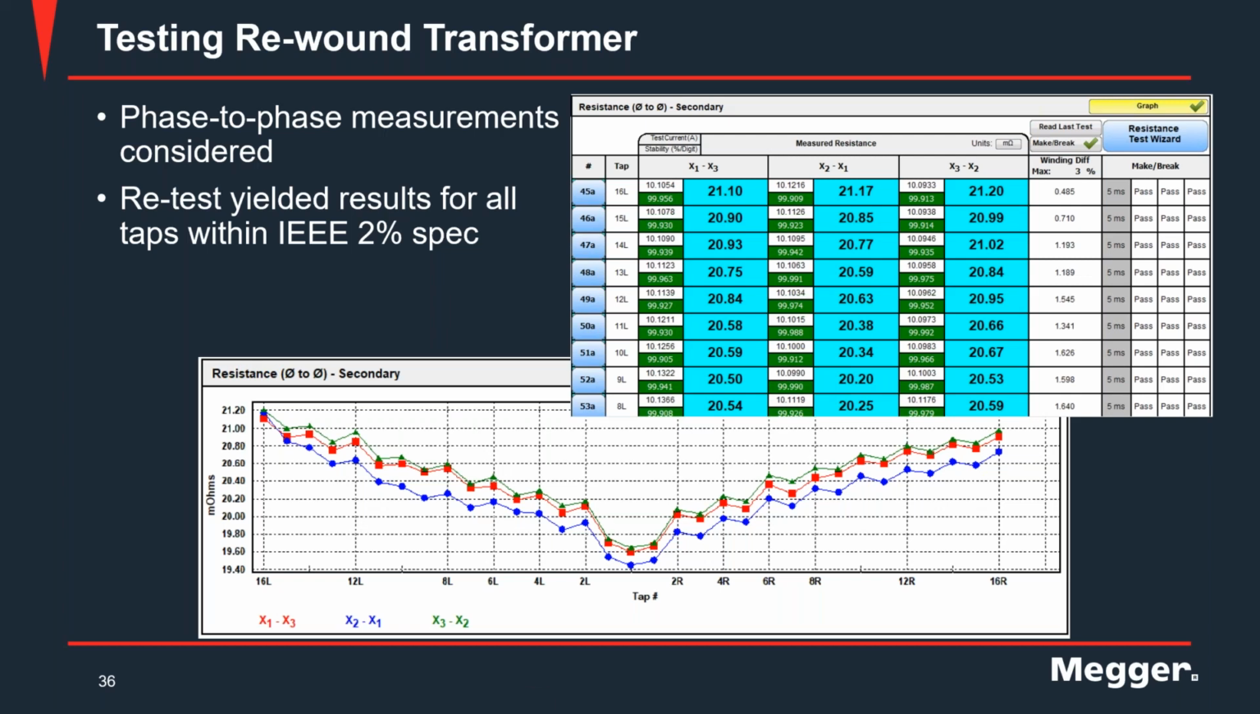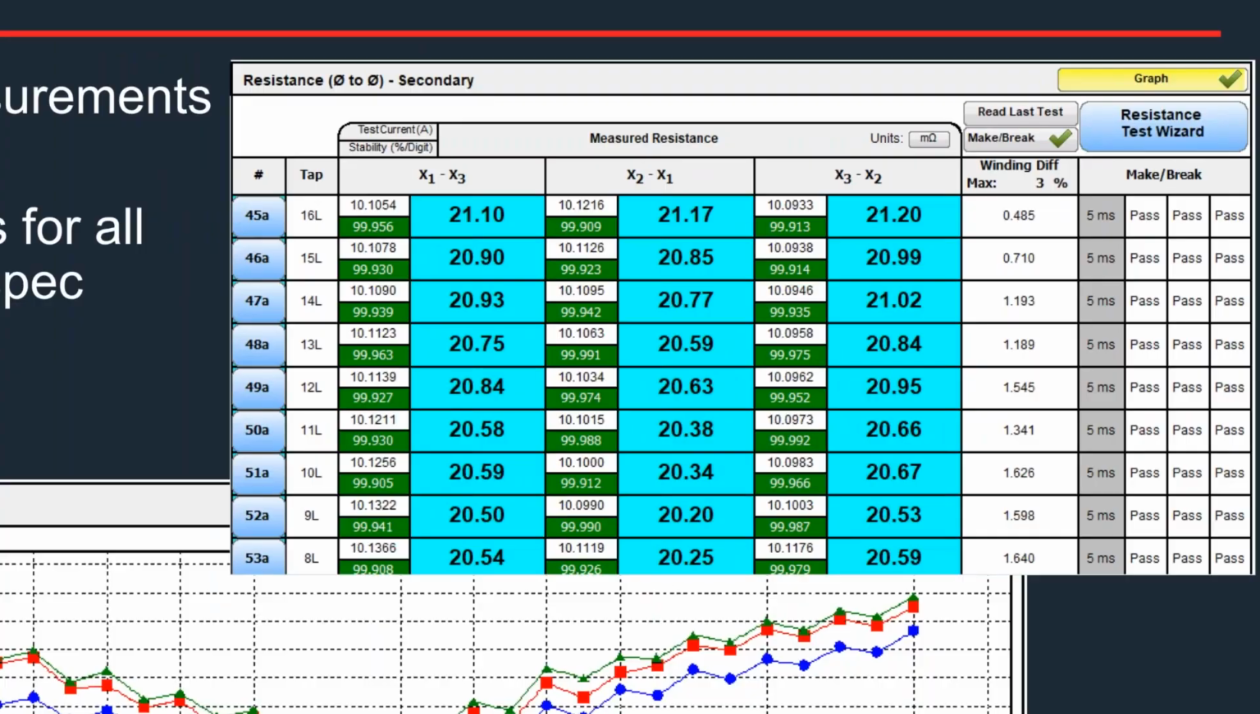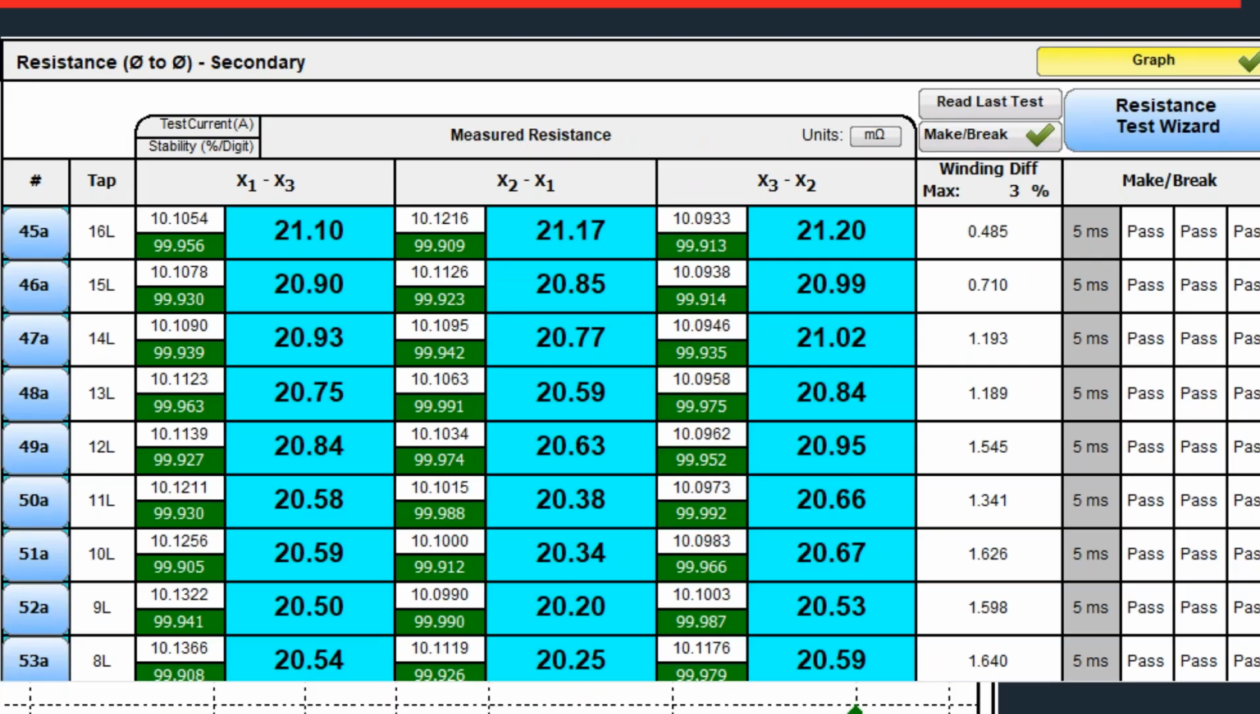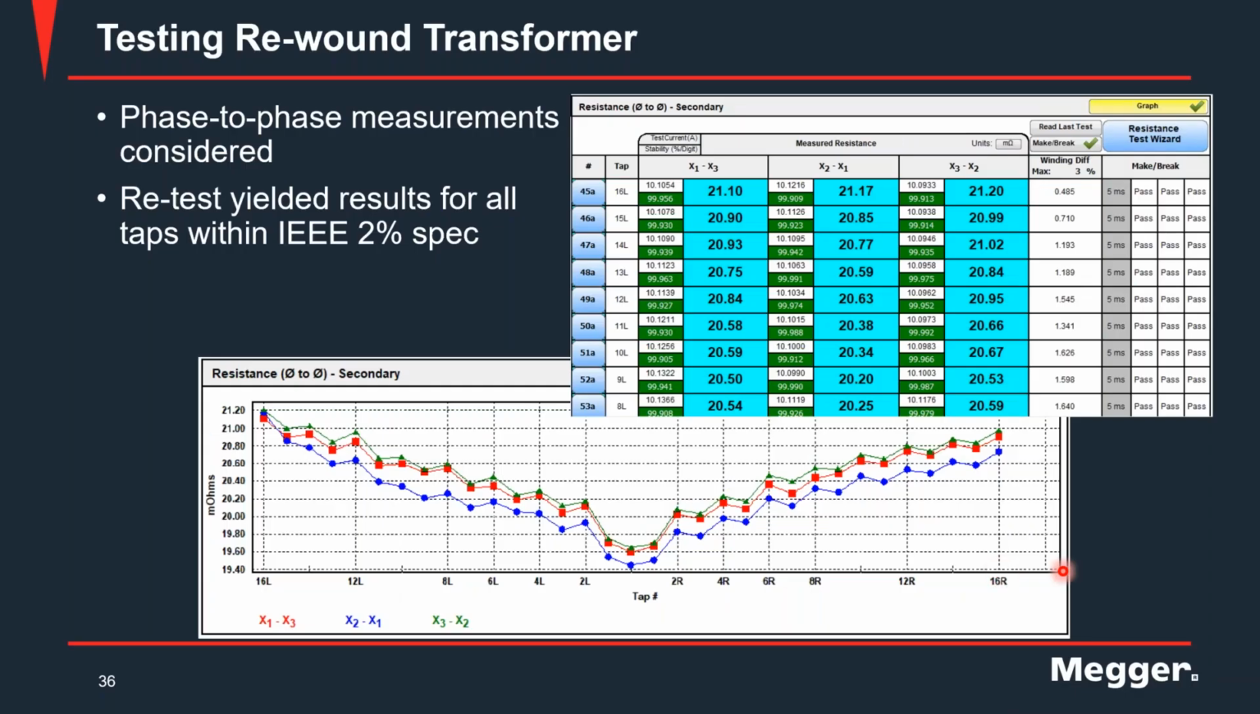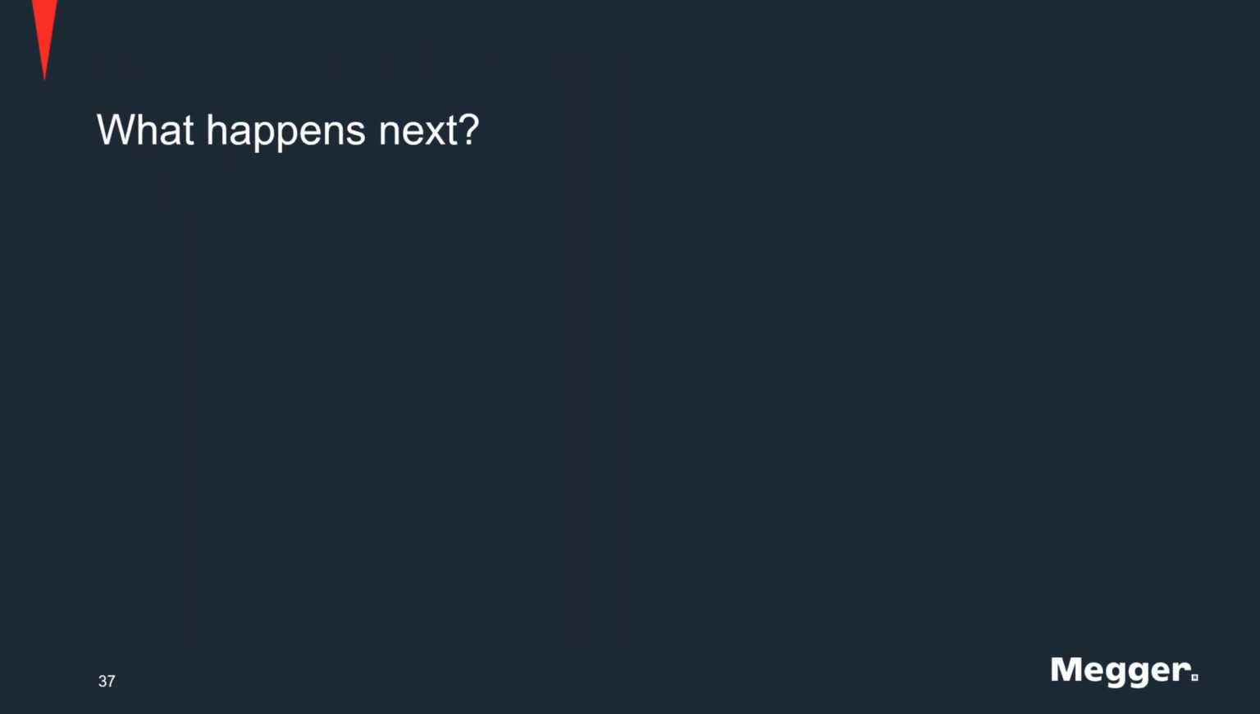And that's right here. Let me zoom in. So you can see right from the 16 lower tap all the way through across all taps and across windings, the winding percentage difference is less than 2%. And the graph is like so on the bottom of your screen. So what happened? We just changed the technique that we used to measure winding resistance.